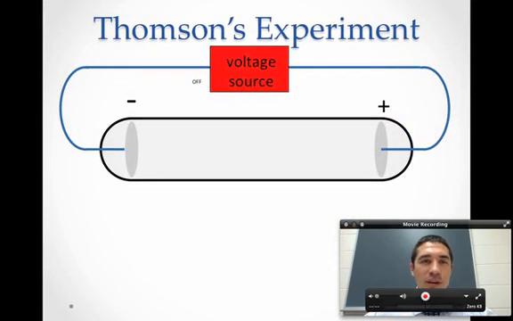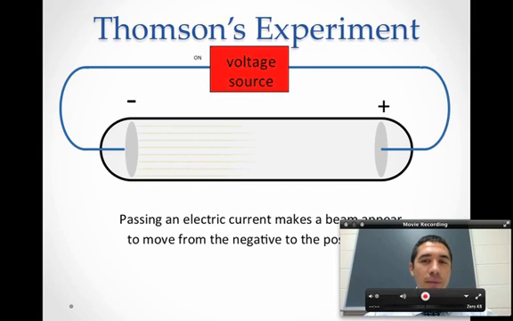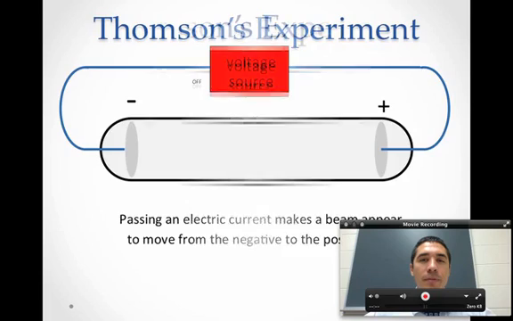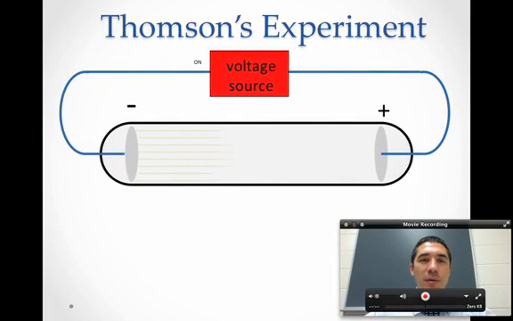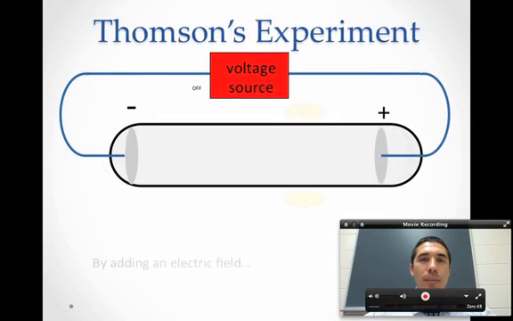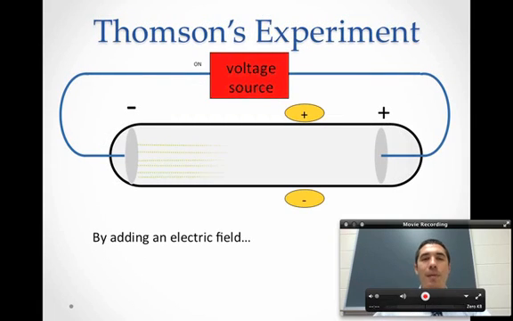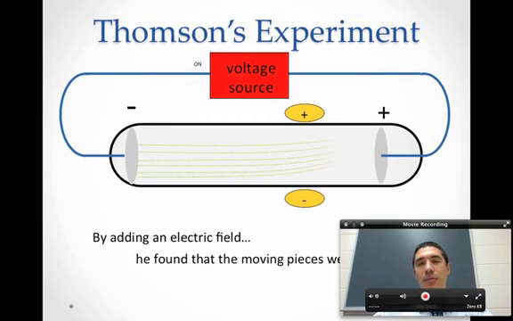What his experiment was is that when he turned the power on, he made this kind of beam appear. It went from the negative side to the positive side. And he had a feeling that this was made of something and that it's not just light. And so what he did is he took this same experiment and then he started to apply a magnet to it. So he put a magnet there. What he found out is that the magnet made the light beam change its place.